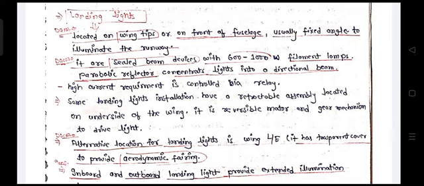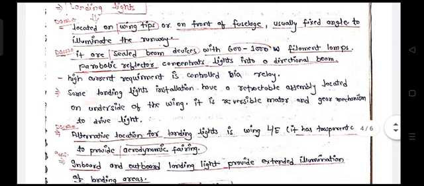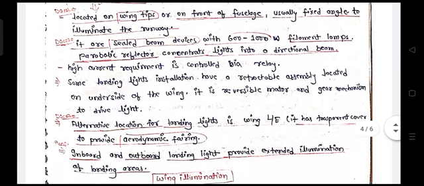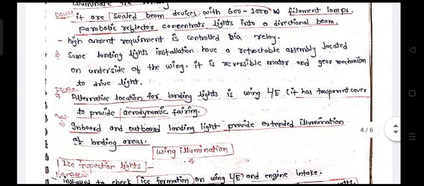Now landing lights, these are very important. You will mainly find them at the wing tips or sometimes in the front of the fuselage, usually fixed at some angle. Generally they are wing mounted nowadays, or at the bottom of the fuselage also. It is a sealed beam, having a 600 to 1000 watt filament.